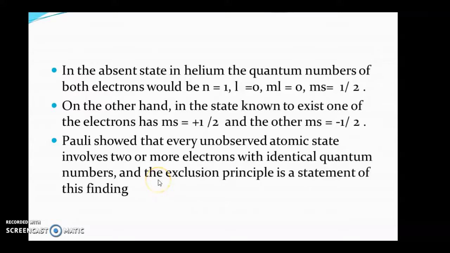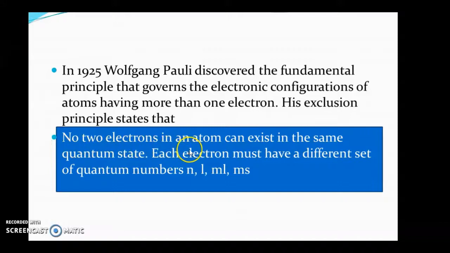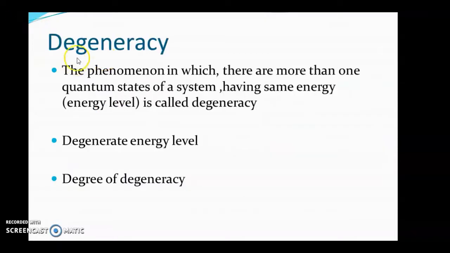So according to the exclusion principle, no two electrons can have all the four quantum numbers the same. We can say that no two electrons in an atom can exist in the same quantum state. If the quantum numbers are the same, the state is the same. So each electron should have a different set of quantum numbers. Now we will discuss the degeneracy of the energy levels.